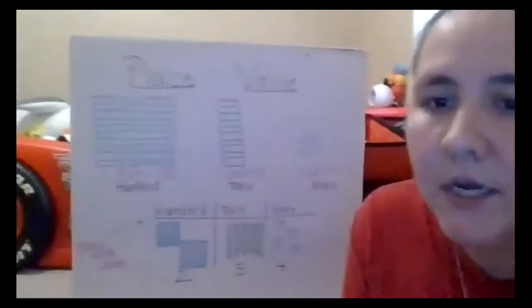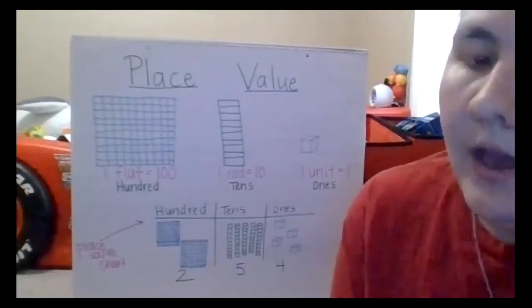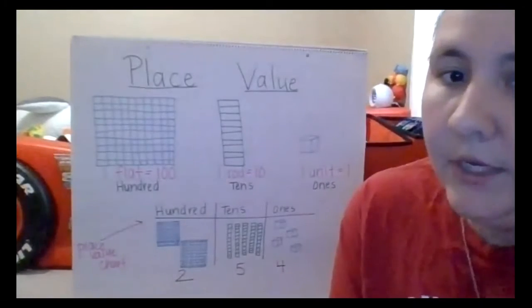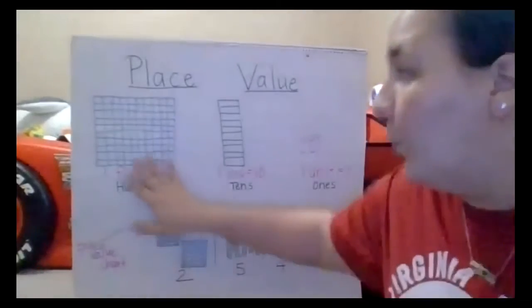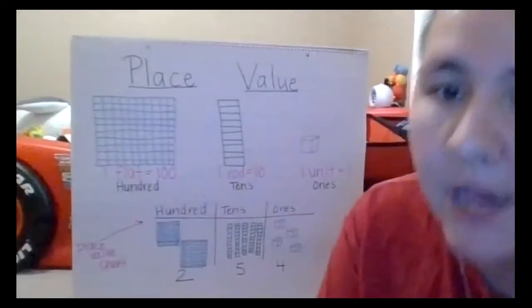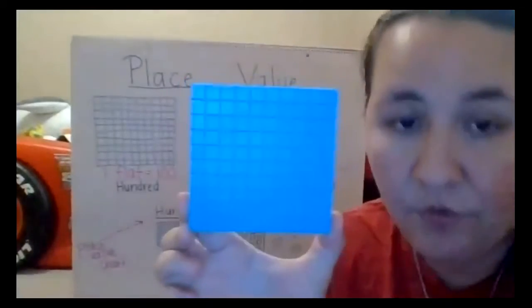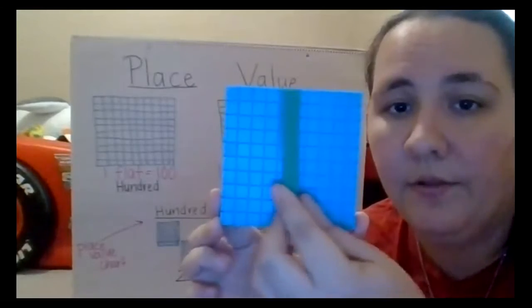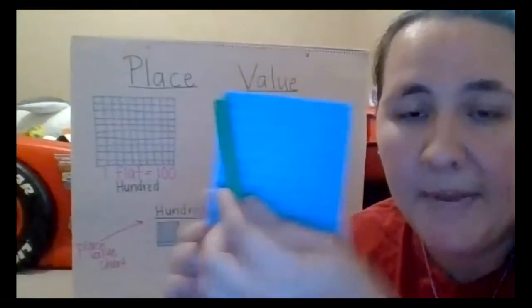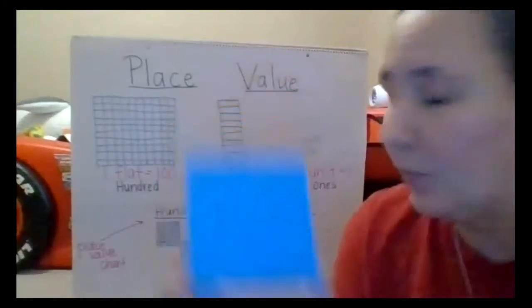I updated our anchor chart, and I know it's backwards. I'm sorry. I have to figure out how I'm going to do that with video. But for today, we're going to make it work. So we are going to introduce our hundreds today. Hundreds are called a flat because if you took 10 rods and put them all together, then you would have 10 by 10, which is equal to 100, one flat, okay?